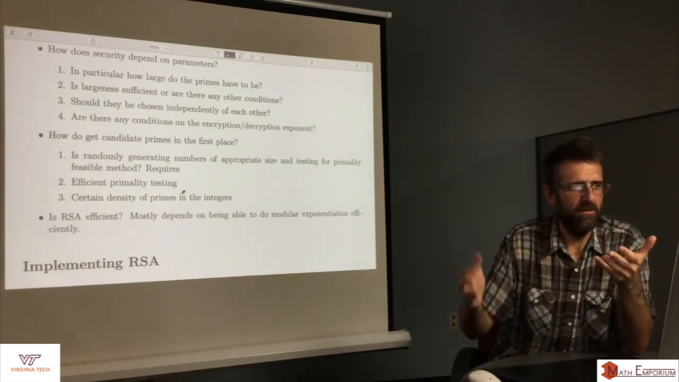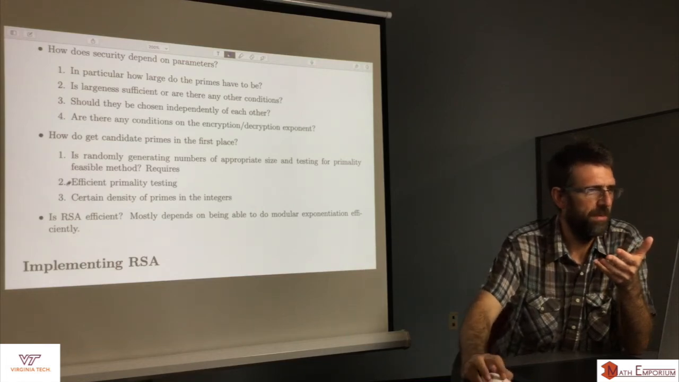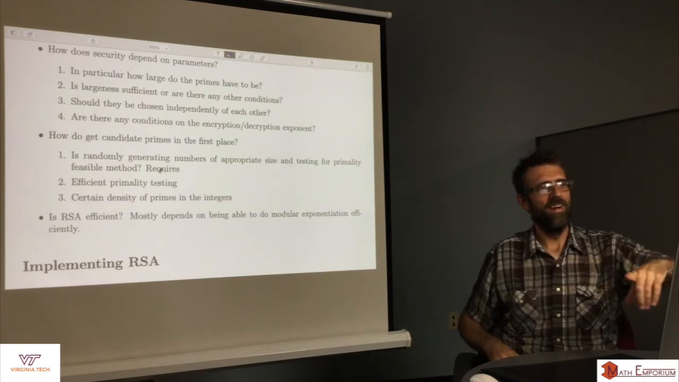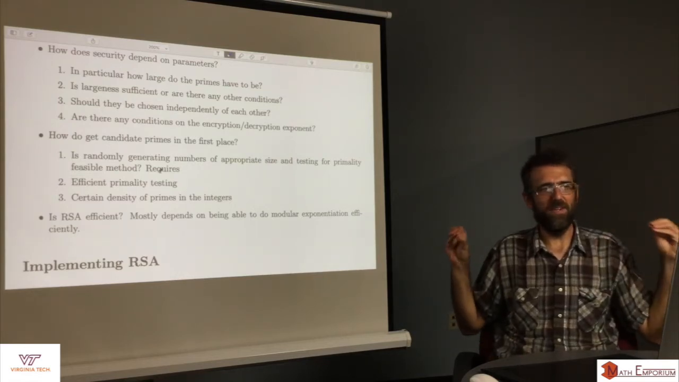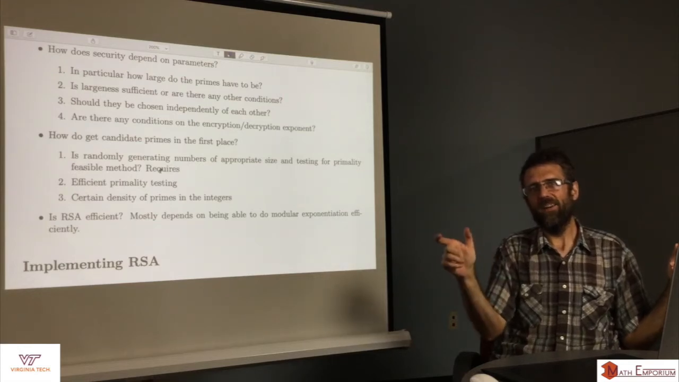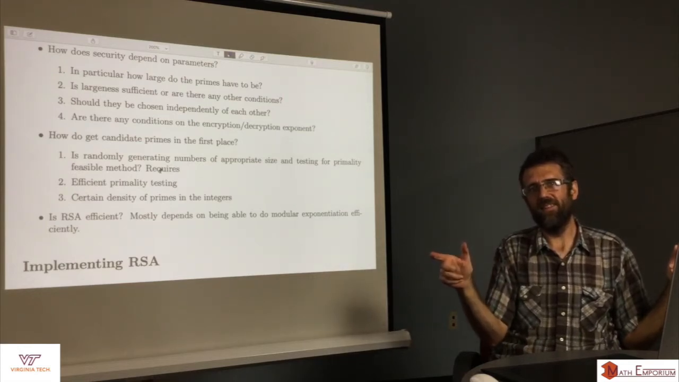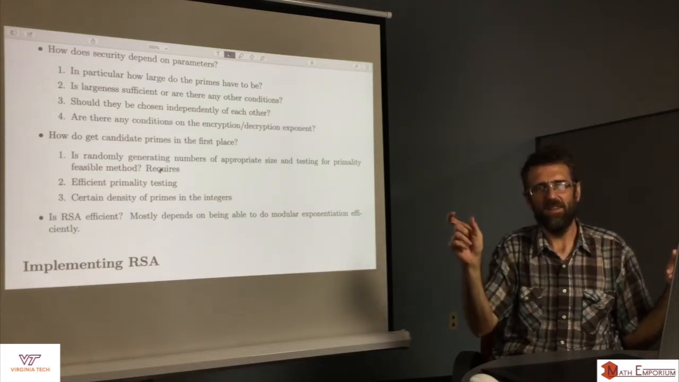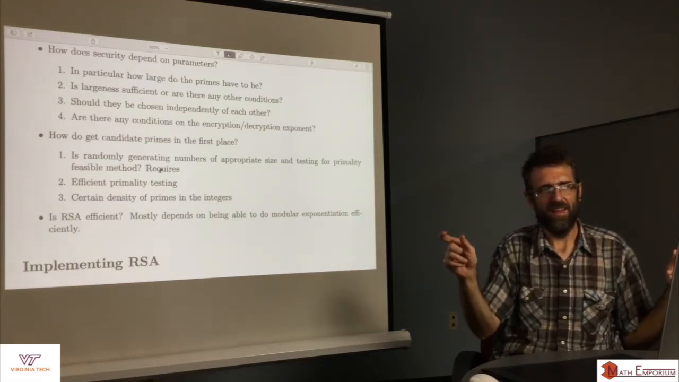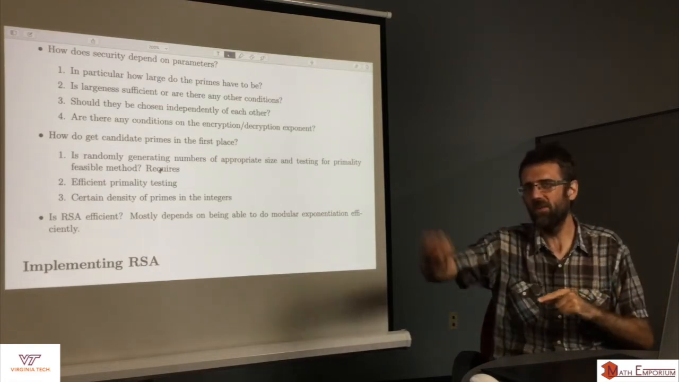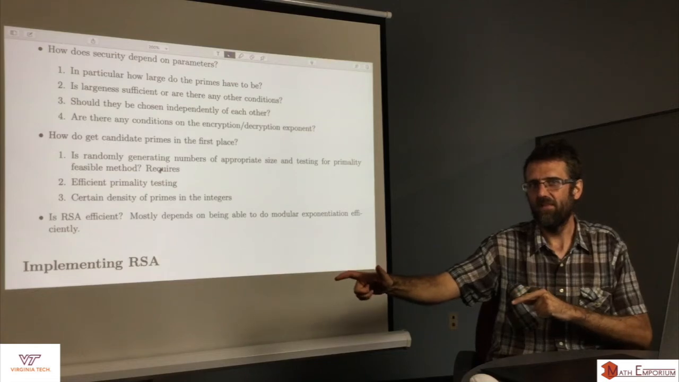That would require, I think this word "requires" should be under the second point there, but that would require some sort of efficient primality testing. If I've got a really large number, how do I figure out if it's prime? And we already said that the whole security of this depends upon not being able to factor really large numbers efficiently. So this would require a way to test numbers for primality that wouldn't actually require factoring numbers.